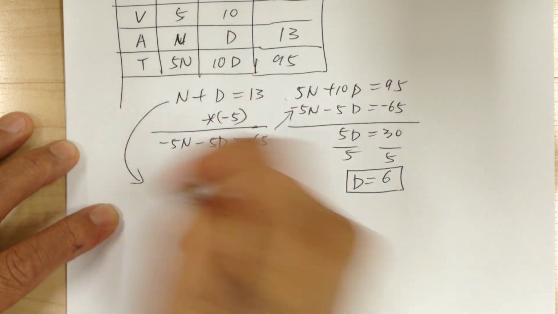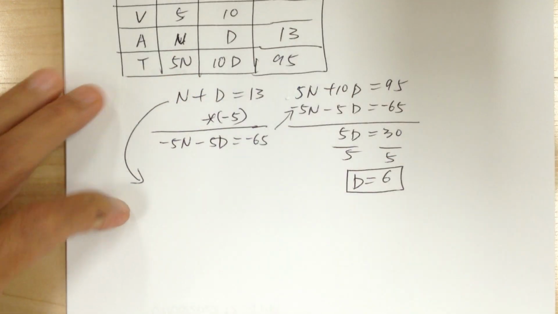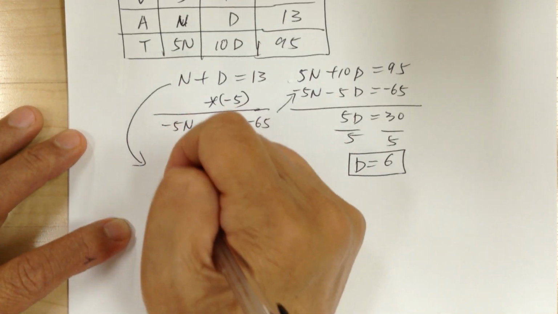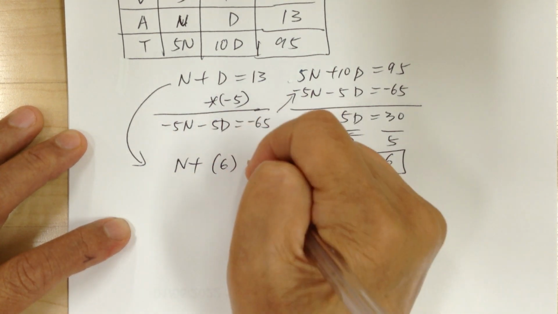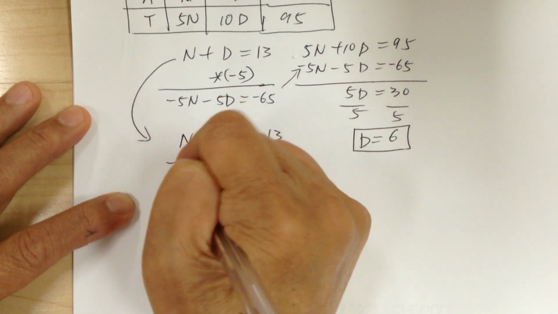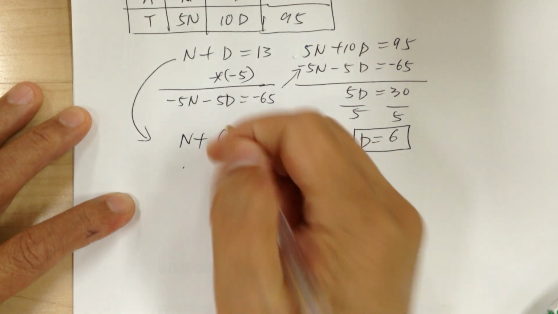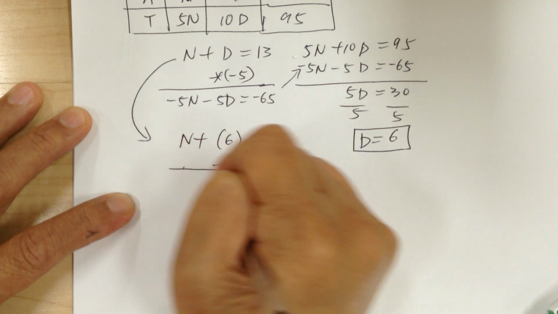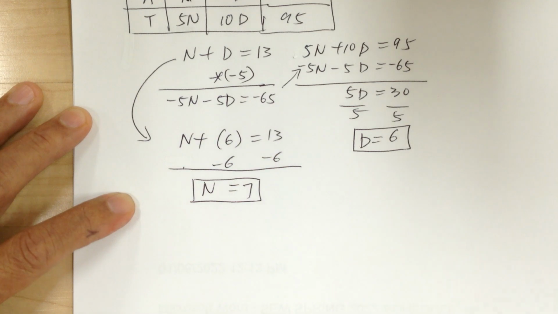Then come over here, use this one here. So you got N plus 6 is 13. Again, whatever you substitute, put in parentheses. So minus 6 on both sides. So you got N equal to 7.